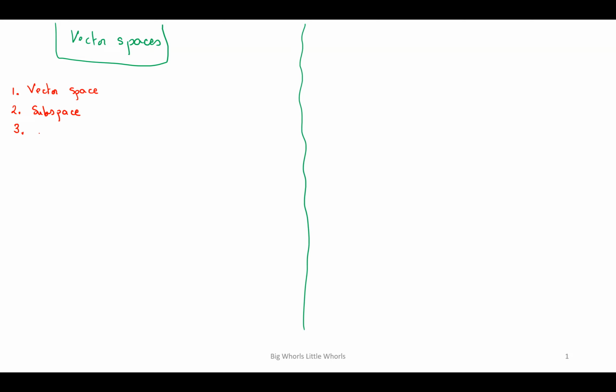Then we move on to the spanning sets. And we have seen the link between a spanning set and a subspace. We have said that a spanning set is a subspace. We have then seen the concept of linear independence.